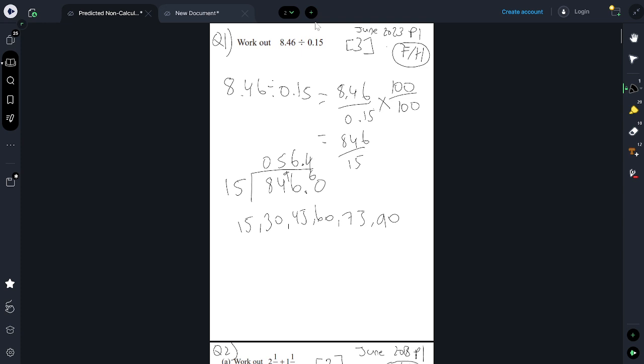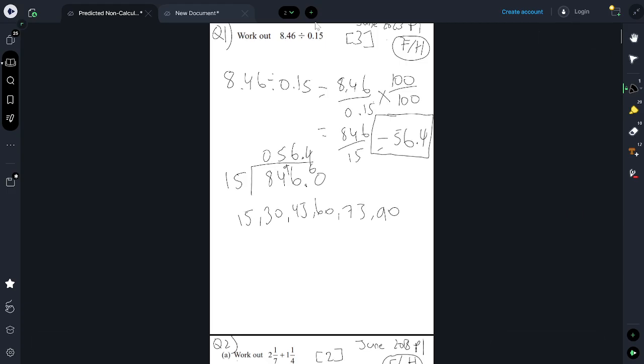Okay. And so the answer to this decimal, well, read the top number. So it's 56.4. And that is your answer because this is exactly the same as our original division here. So that is our answer to this question. So hopefully you should be comfortable with long division or bus stop method or whatever at this point. That's how you tackle that.